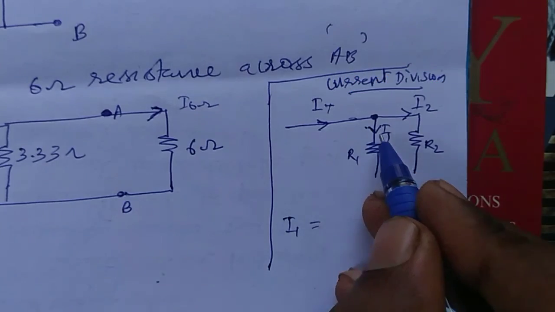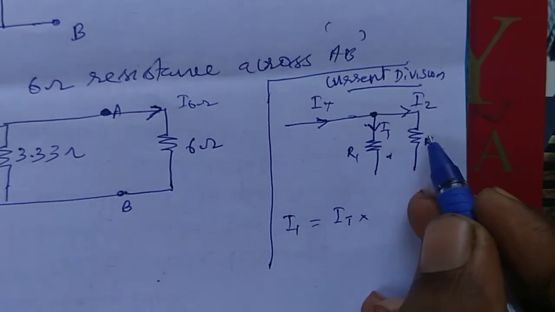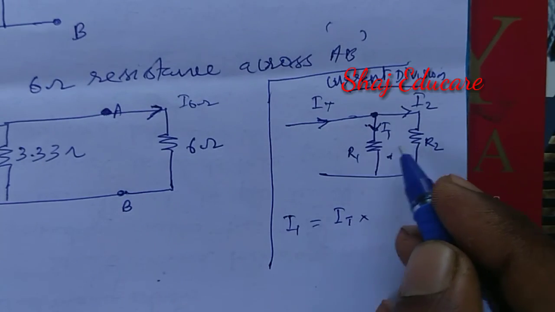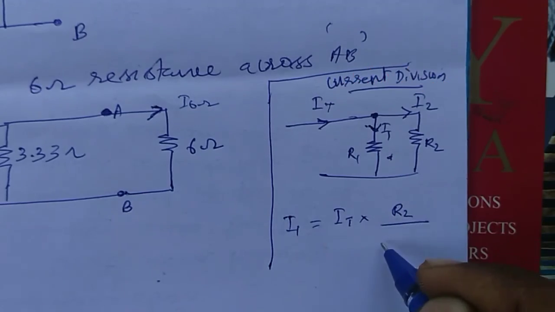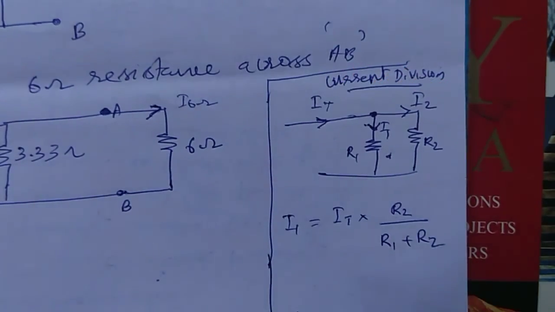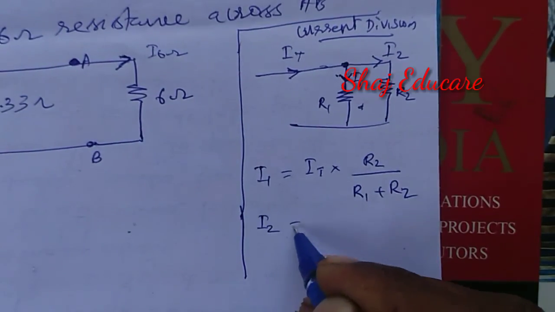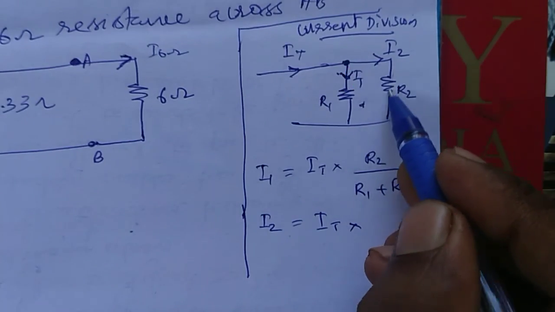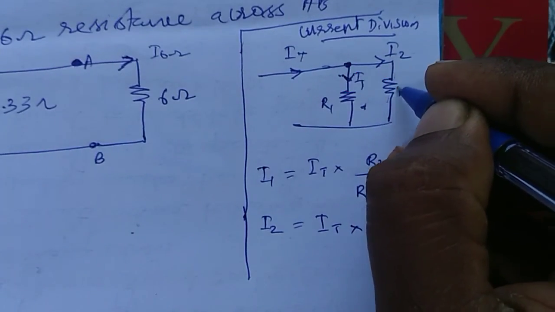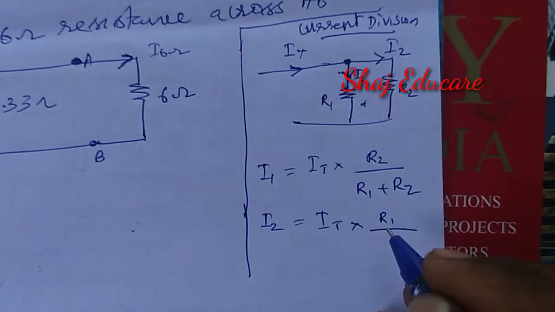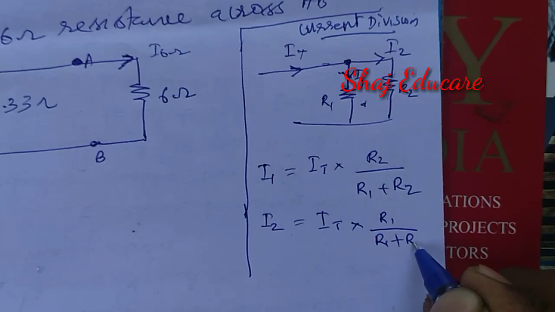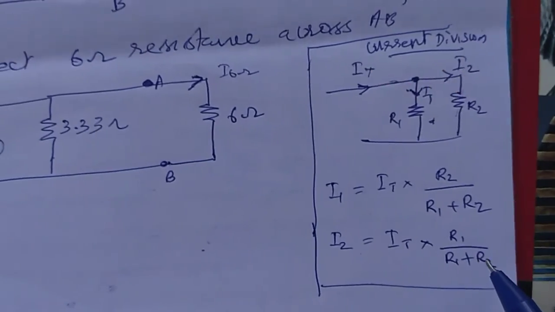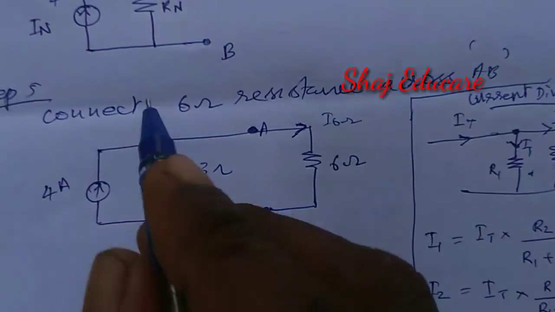By current division rule, I1 is equal to total current into the opposite resistance. So what about the opposite resistance? The resistance opposite to R1 is R2, divided by the total resistance R1 plus R2. And I2 will be equal to total current IT into, for I2, the opposite resistance is R1. So we write R1 divided by the total resistance, R1 divided by R1 plus R2. This is the basic formula for the current division rule. Now let us apply the current division rule here also.